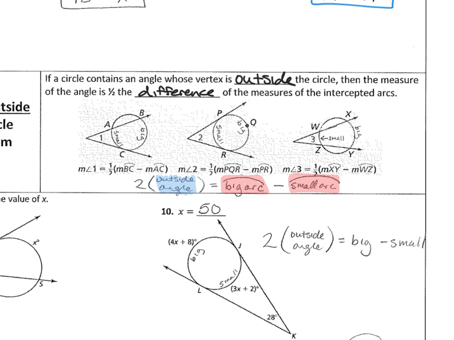Now it's pretty obvious what I mean by big arc and small arc, but just so you can, oh look, I wrote it on there, I forgot I did that. Do you see the difference in the big arc and the small arc? Same thing here, you have the big one and the small one, and then the big one and the small one. Yes? So we're always going to do big minus small so we get a positive number. Okay, let's see how this works.